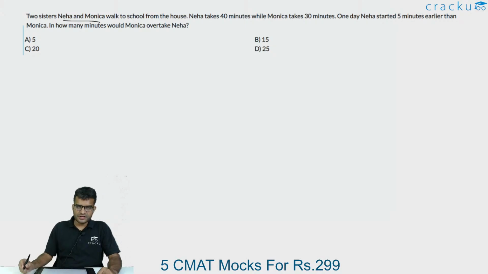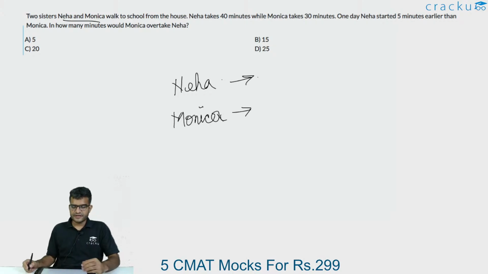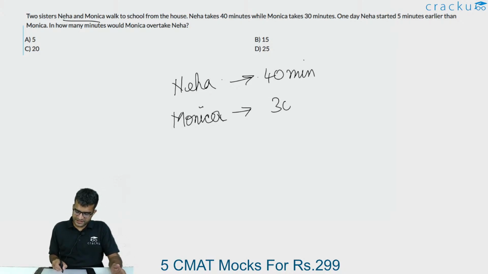In this question, we are told that there are two sisters, Neha and Monica. They're walking from their school to their house. Neha takes 40 minutes to walk, while Monica takes only 30 minutes to walk. This would tell us that the ratio of the speeds of Neha and Monica will be the inverse of the ratio of the times that they have taken.